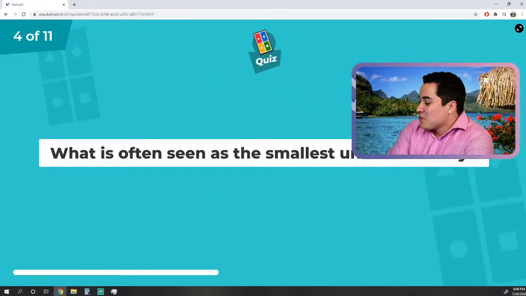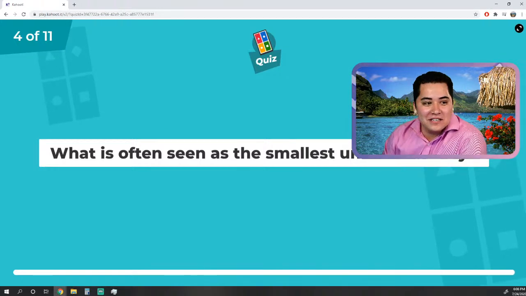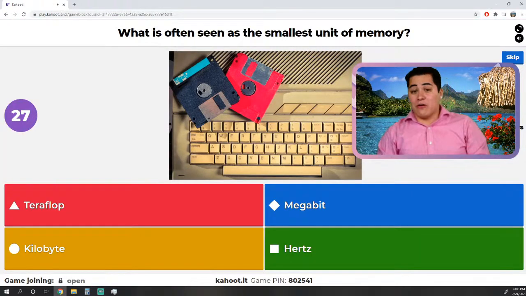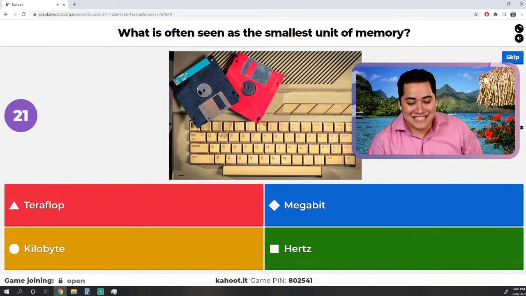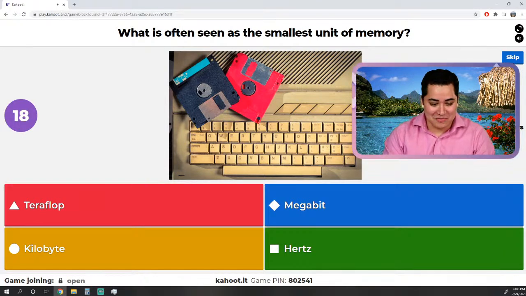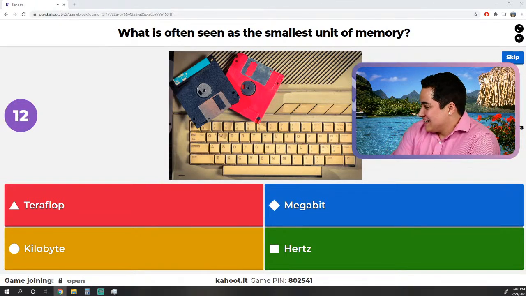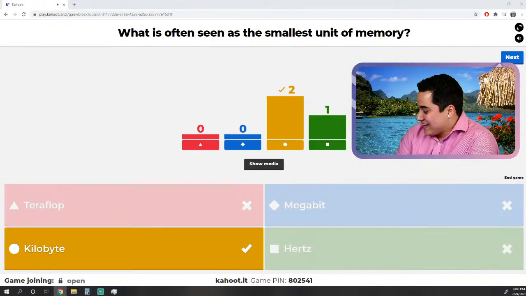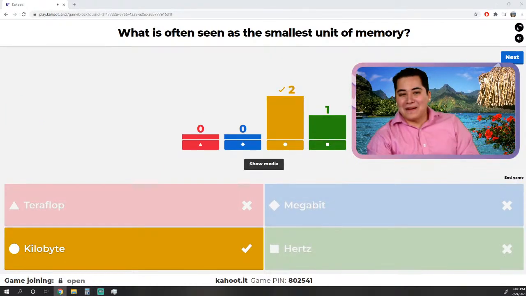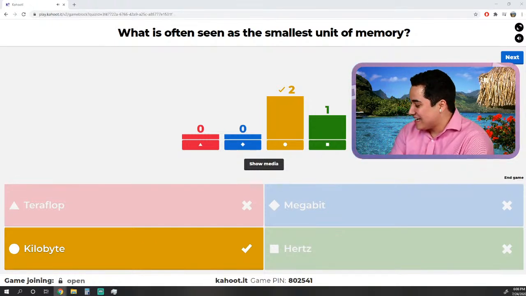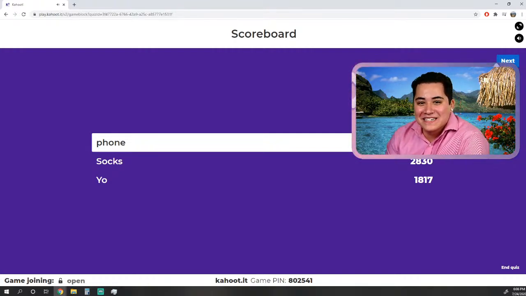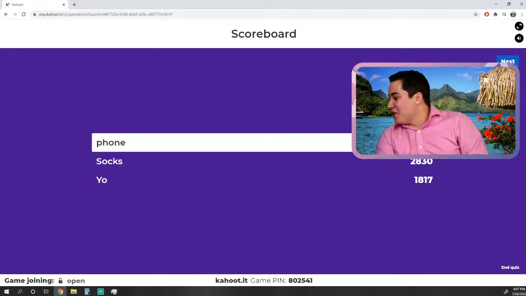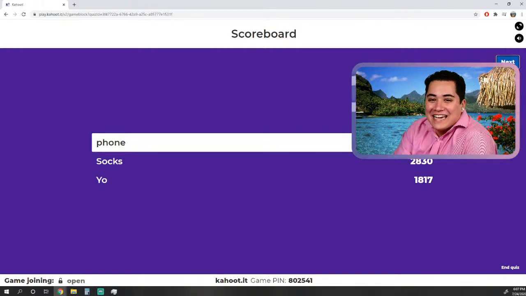All right, question number 4. What is often seen as the smallest unit of memory? Is it a teraflop? Is it a megabit? Is it a kilobyte? Or is it a hertz? All of these super great terms. Got two. I guess I'll answer. I'll put the wrong answer just for you all. Yep, it is a kilobyte. A teraflop is not it, and neither is a megabyte. And hertz is not. Hertz is like a car rental company, so that's not that. Phone with 2846 and socks with 2830.